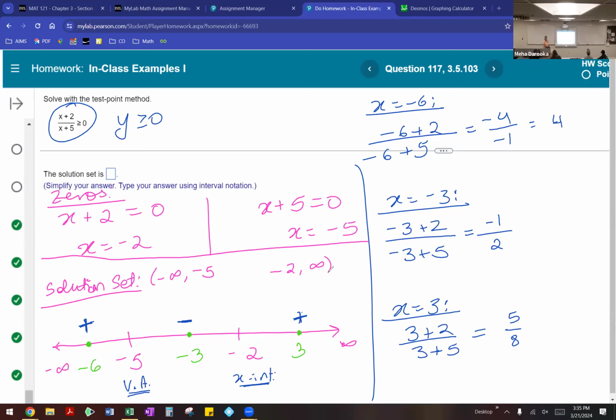So we know the y value is greater than 0. Now the question is, where is y equal to 0? Because that is also part of our inequality. So where is y equal to 0? Is y equal to 0 at -5, -2, both, or either? Y equals 0 at which point?